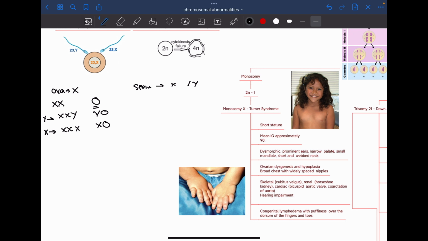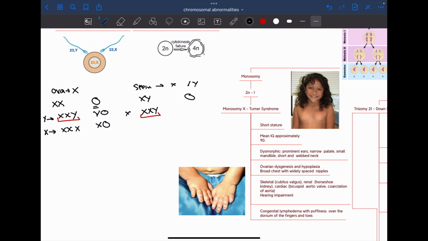On the other hand, a sperm can be abnormal if it carries both X and Y or doesn't carry anything. If it carries both X and Y and then it's fertilized by an egg, obviously an egg can only hold X, it'll be XXY, which is the same situation as here, and we said that this is the case of Klinefelter syndrome.